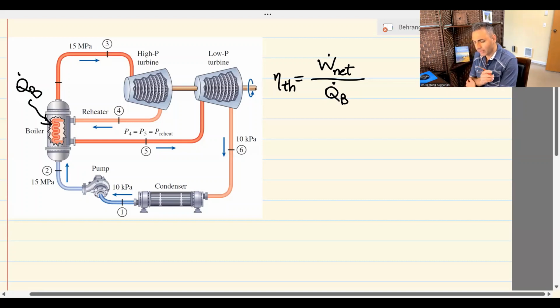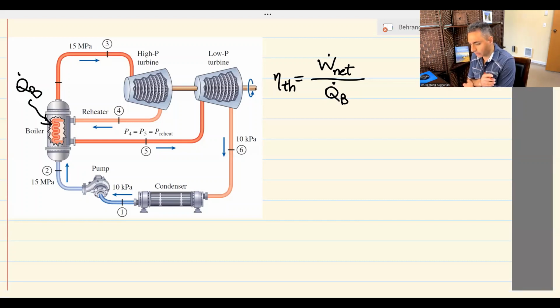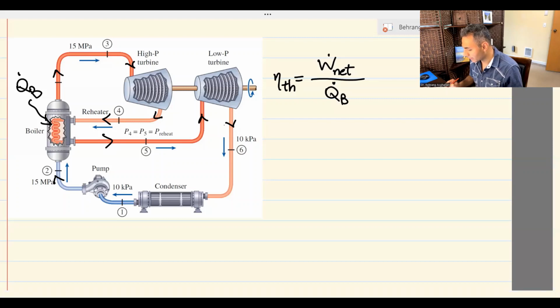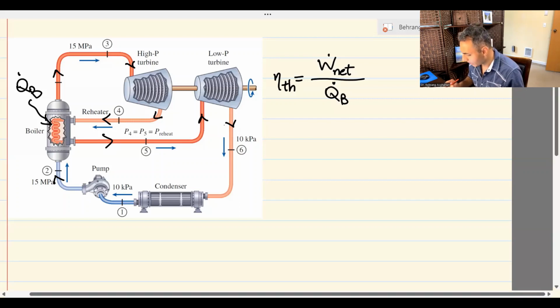Now, the difference between this case and the regular Rankine cycle is that we have different streams going in and out of the boiler. As opposed to only 2 streams, we have 4 streams. Let's take a look at this. I have 2 going in, 3 coming out, 4 going in, and 5 coming out. For the turbines, I have 3 going in, 4 coming out, 5 going in, and 6 coming out. So it's not just a regular ideal Rankine cycle. It's a little bit different. So how do I solve this case?